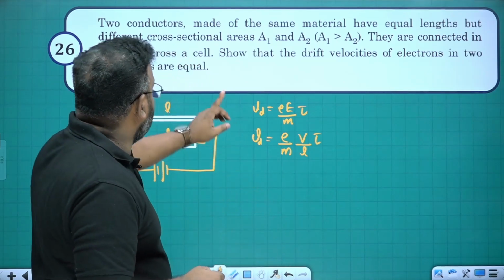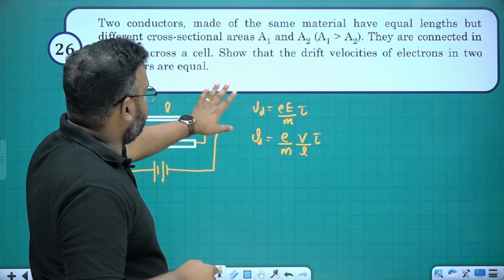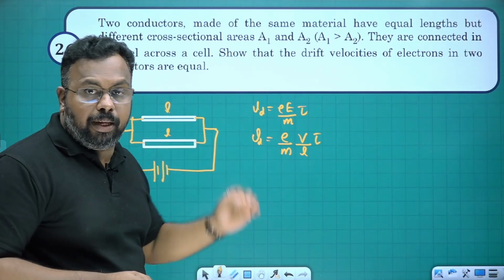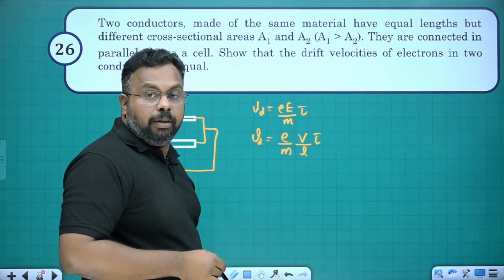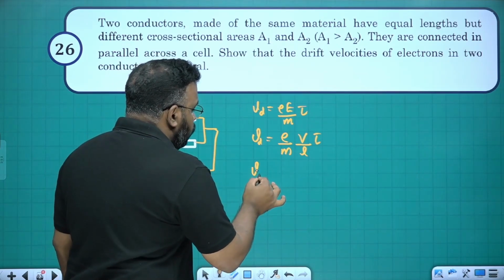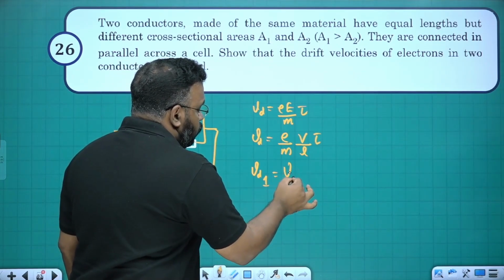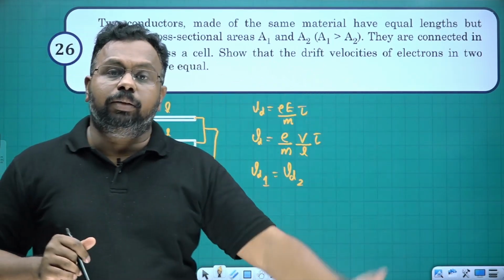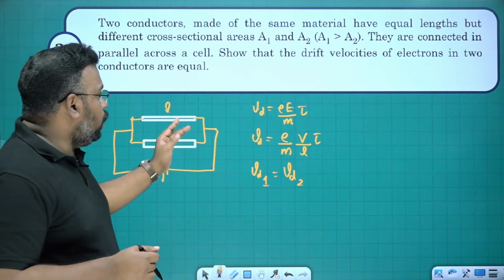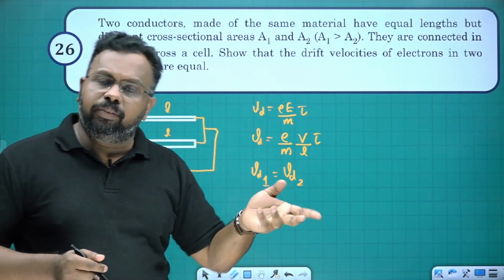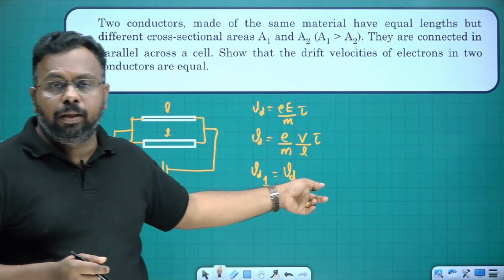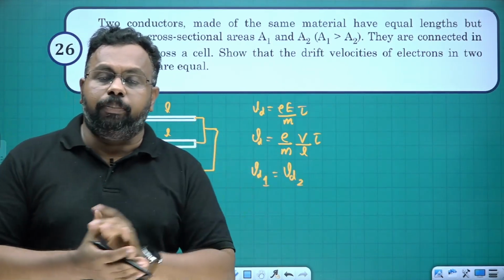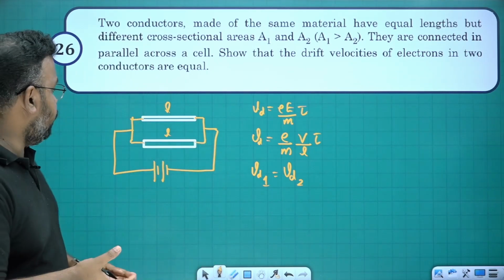Now it is given same material. So e is charge of electron, mass of electron is same. Length is given, it is same. And since they are connected in parallel, potential will also be same. So drift velocity in the first one is equal to drift velocity in the other. Vd1 is equal to Vd2. This is one method, or you can use the other method, current, using the formula I equal to NeA Vd. You'll get the same result, but this is easy. You can just check because in parallel, which one is same? Potential is same. So we can use that idea.